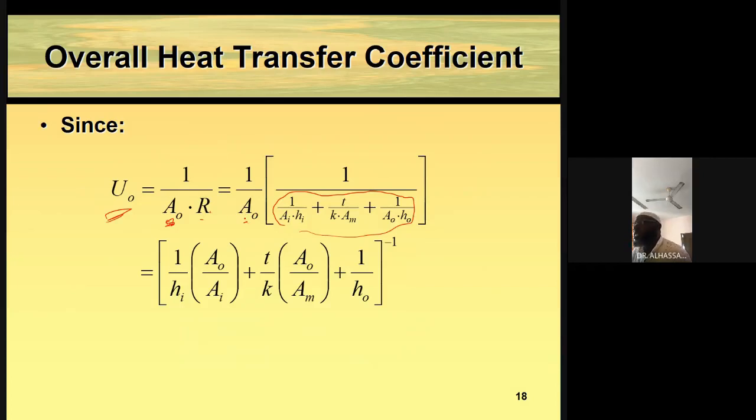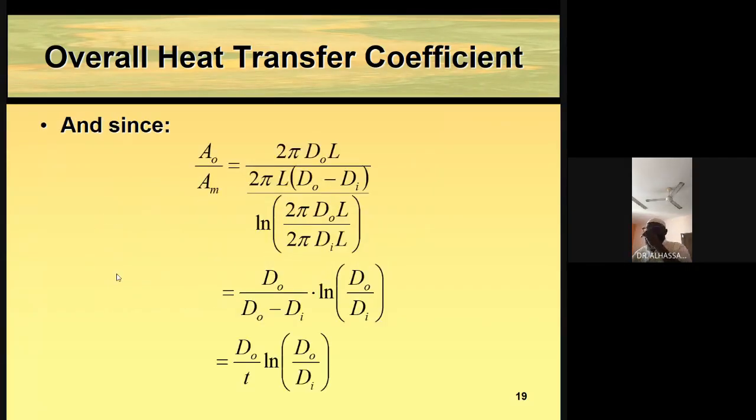Now, if I push this AO into this equation, so I have AO here, then I have AO over here. So eventually, I have 1 over HI, AO divided by AI, and then T over K, AO divided by AM. Then this AO will cancel this AO. So then we'll have 1 over HO. So all raised to the power minus 1, because this is 1 over the whole of this function. Okay? So this corresponds to our UO.